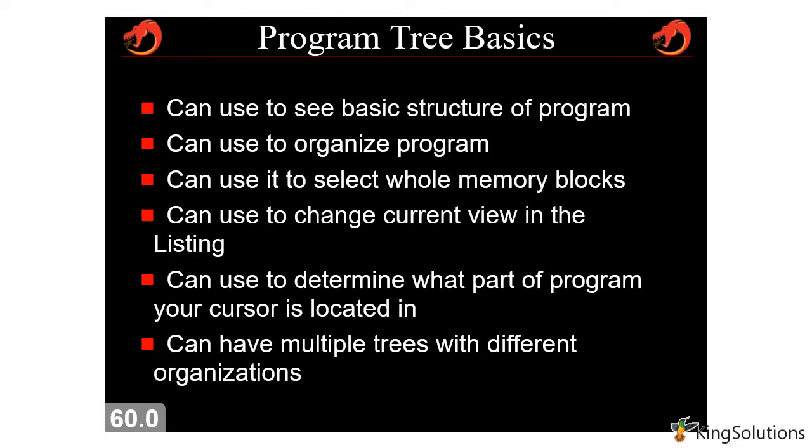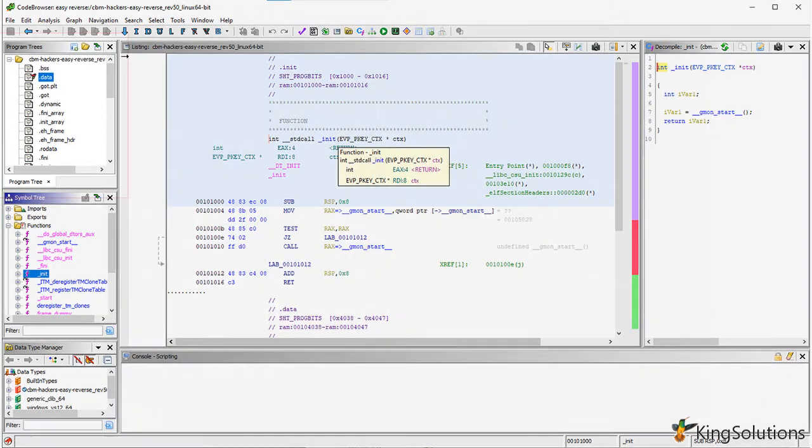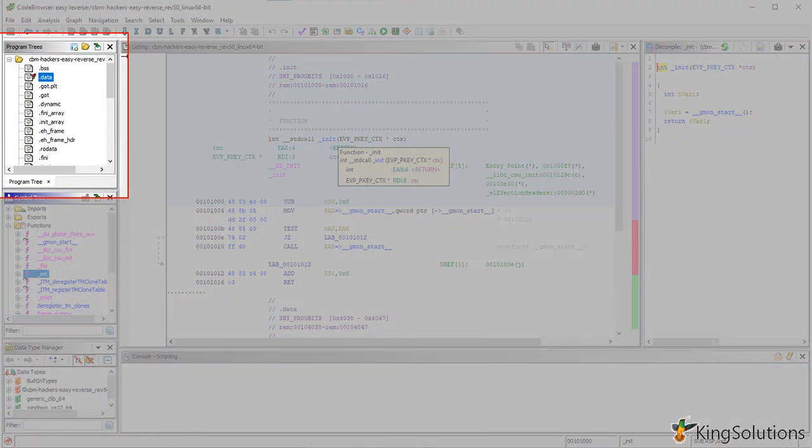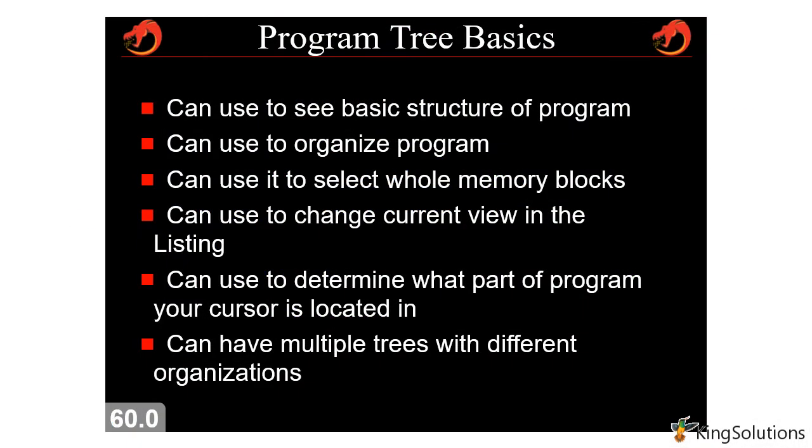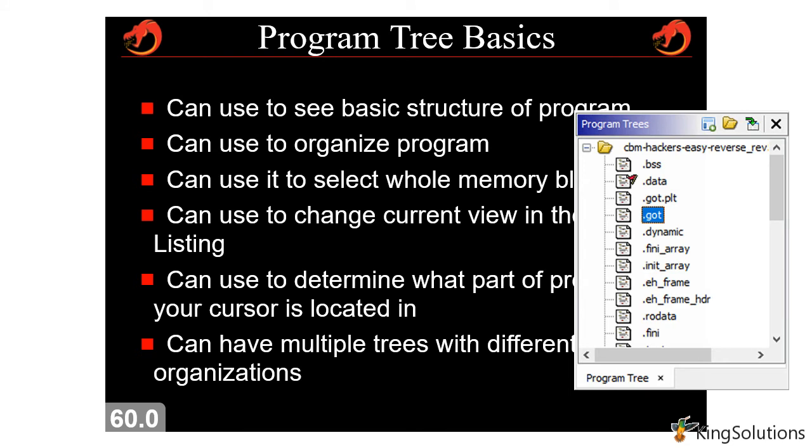Program tree basics. The program tree is normally open in the top left of the default code browser. If it is not visible, go to Window, Program Trees, to open it. The program tree can be used to see the basic structure of the program. It can also be used to organize a program. It can be used to select whole memory blocks.